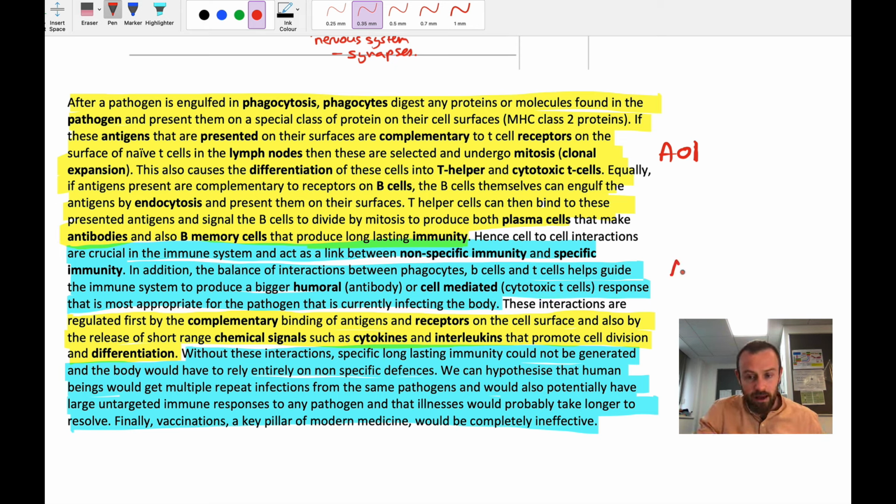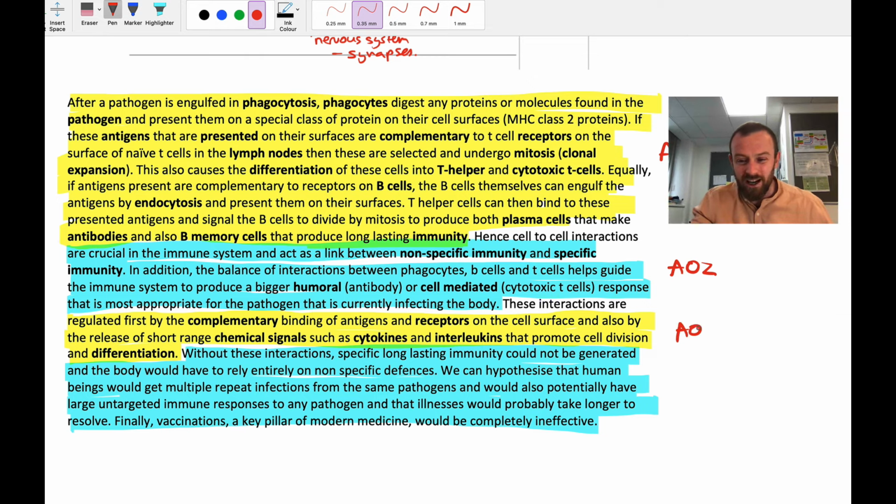I then move into some AO2 down here. This is about the importance of what would happen if cell interactions weren't part of the immune response. I then go back into a little bit of AO1. Actually, this bit here is maybe a bit of AO1 and AO2, because I'd forgotten to talk about chemical signals and how they regulate cell-to-cell interactions.